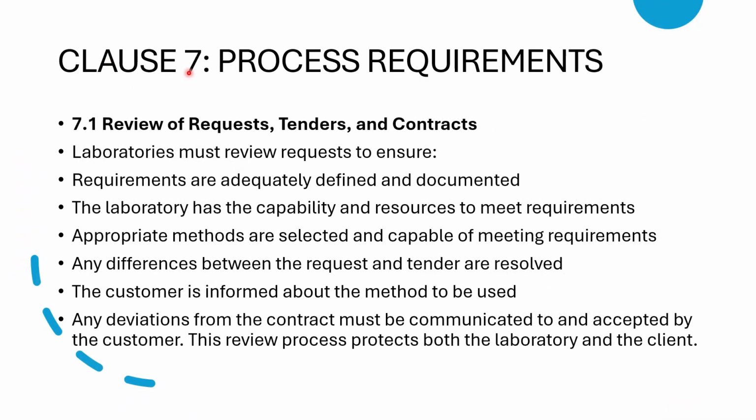Now coming to clause 7, that is process requirements. In process requirements, the 7.1 clause talks about review of requests, tenders and contracts. Now before accepting work, the laboratory must review requests to ensure requirements are adequately defined and documented. The laboratory has the capability and resources to meet the requirements.